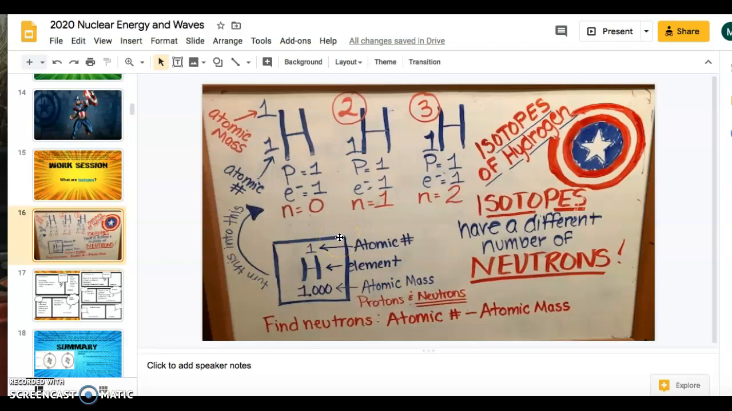But now we have what we call isotopes of hydrogen. We have a different number of neutrons. So if we look, once again, we use the shorthand form here. We have a 1 at the bottom.